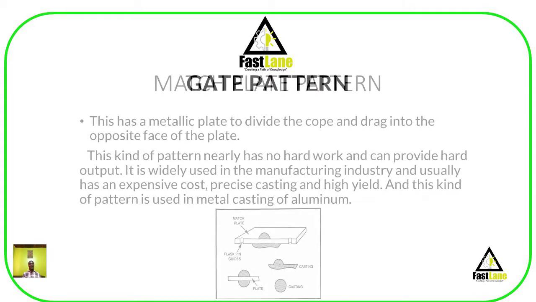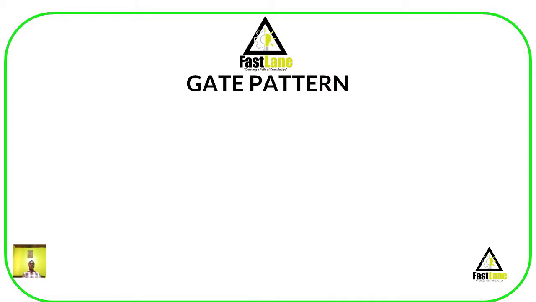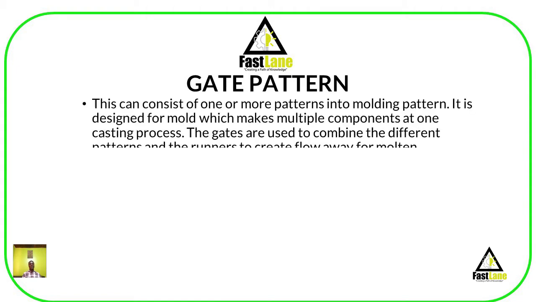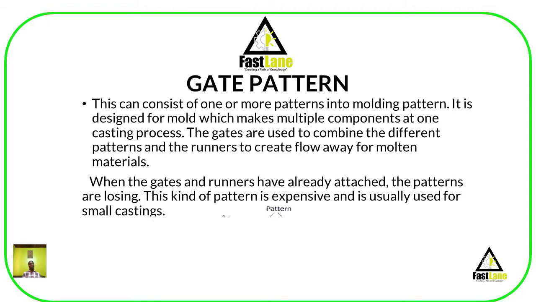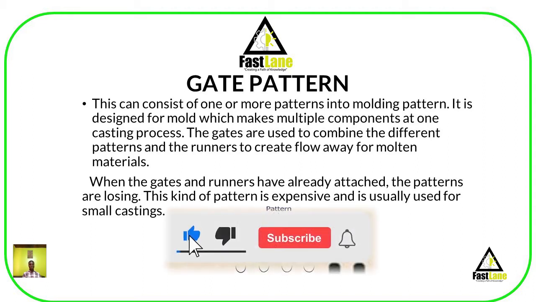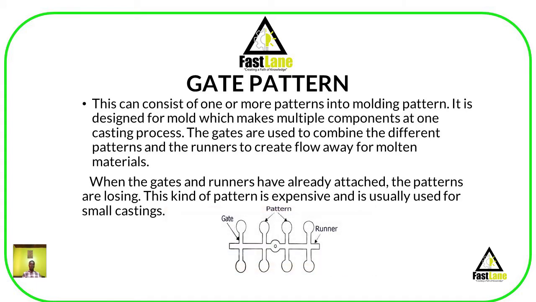Then we have what we call the gate pattern. The unique part about the gate pattern is that it has multiple patterns embedded within a single pattern. It is designed for multiple components. It is used to combine the different patterns and the runners to create a flow path for the molten materials. So this type of pattern is provided with what we call the runners and the gates. They have to be attached on this type of pattern. This type of pattern is expensive and it is usually used for smaller castings.